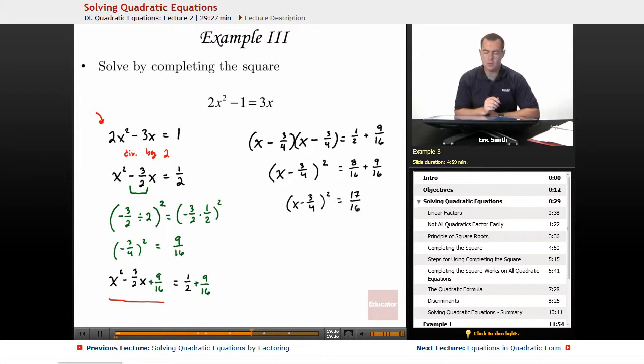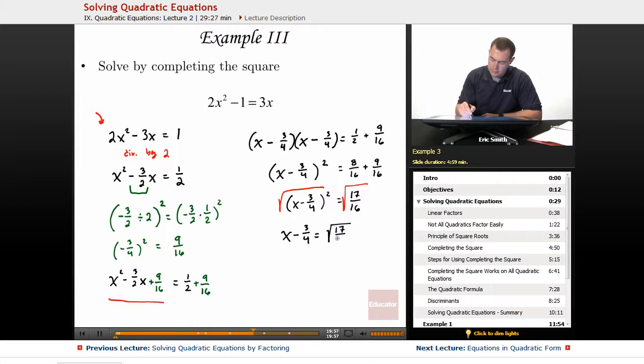Okay, so completing the square does a lot of work for us. It really gets our x's together on the same side. Now we can solve directly using the principle of square roots and taking the square root of both sides. So x minus 3/4, I have the square root of 17/16, or it could be negative. I'm going to represent those by saying it could be the plus or minus of that square root.